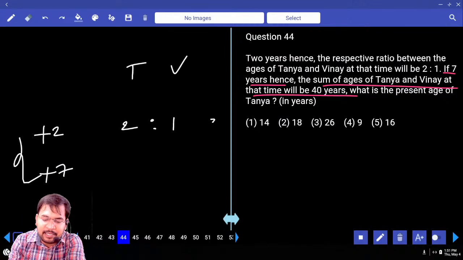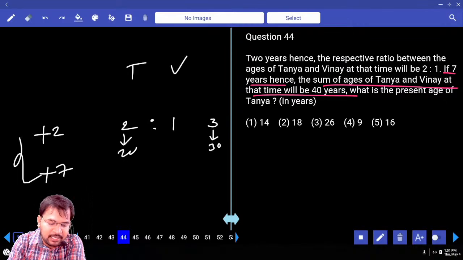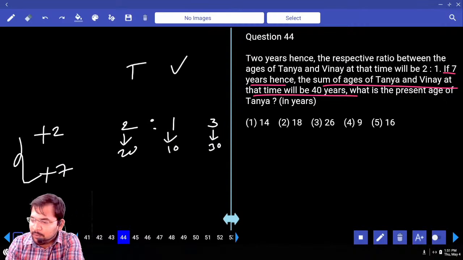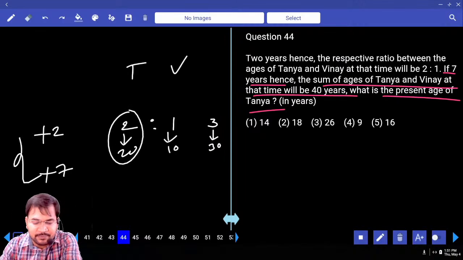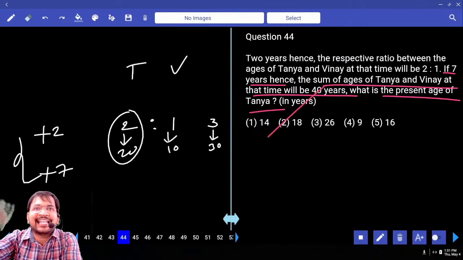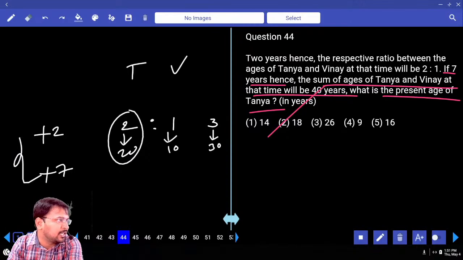Therefore 3 parts is nothing but 30. Then 2 parts is 20, 1 part is 10, but they are asking about what? What is the present age of Tanya? So 2 years hence it is 20. Present is nothing but you have to subtract 2. Your answer is 18. Are you clear?